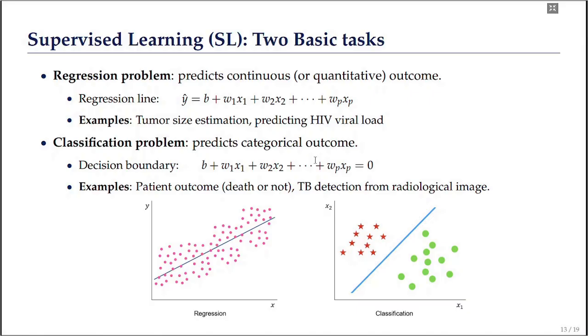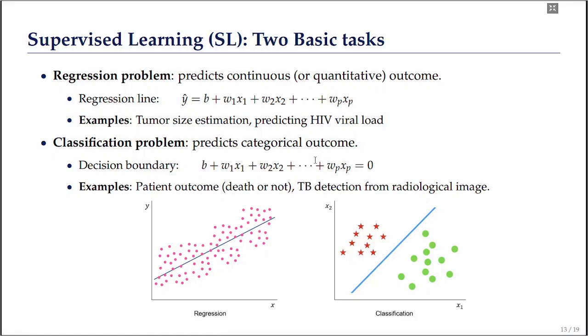As an example, we can consider estimating tumor size and predicting HIV viral load over time, and so on. In the case of a classification problem, we are interested in predicting a certain categorical outcome variable, which could be binary, multinomial, or ordinal.